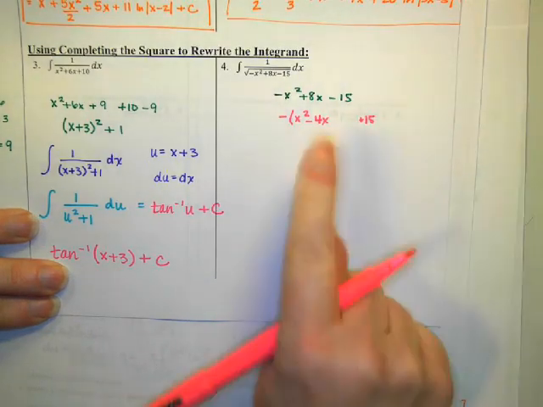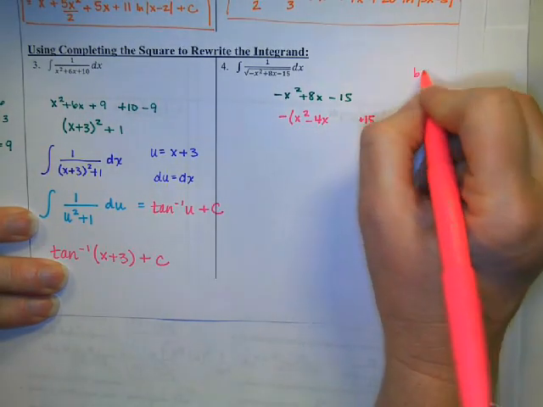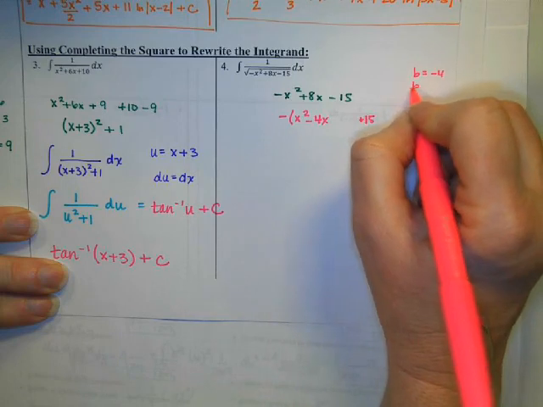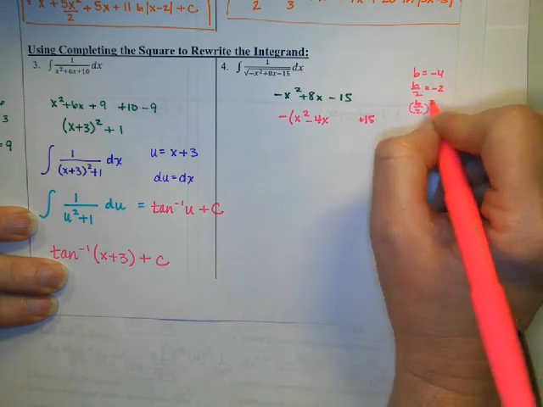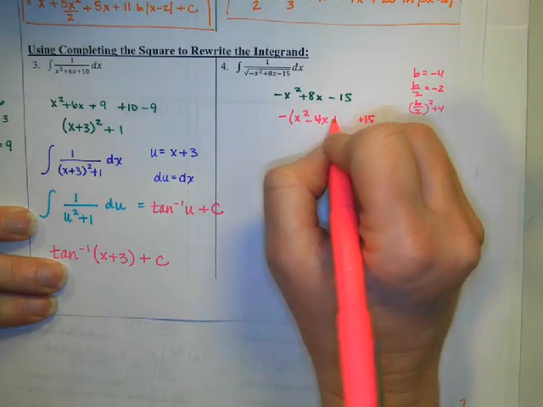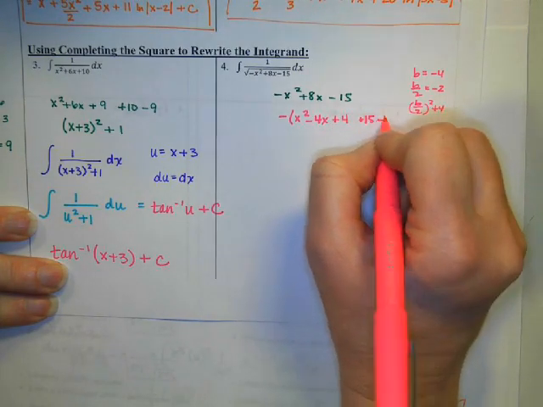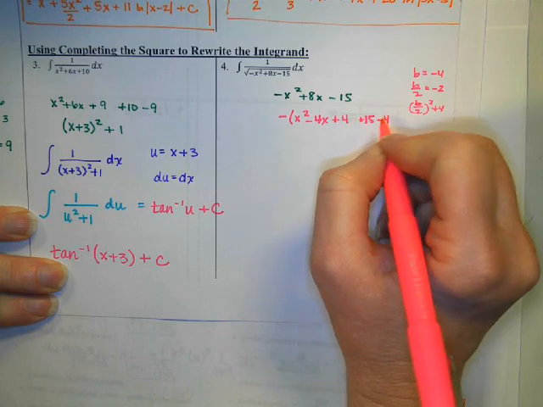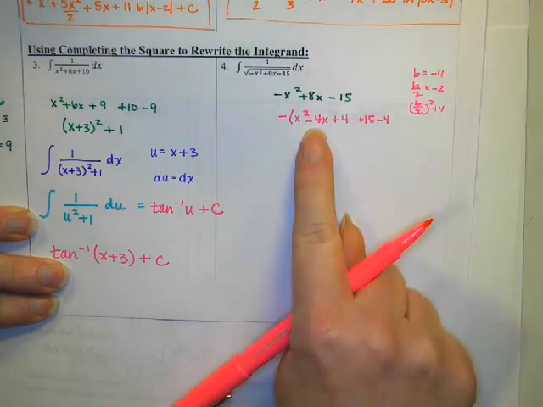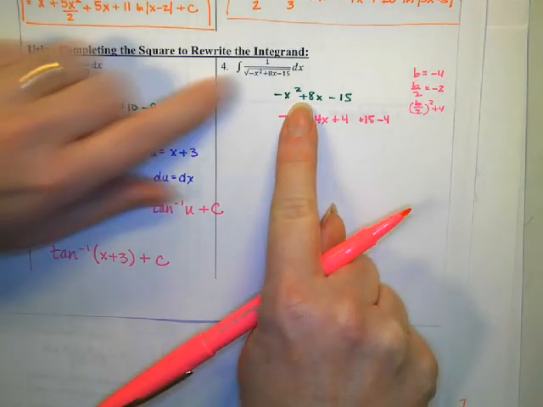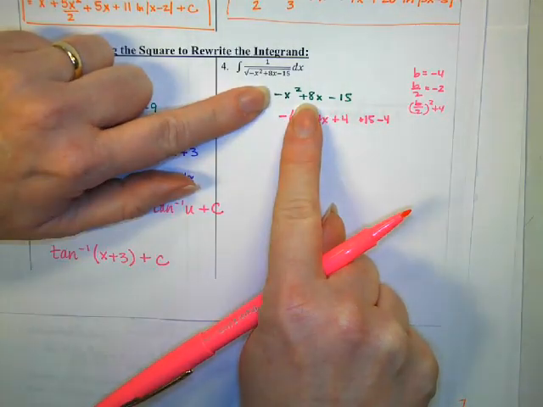All right, so my b value this time happens to be negative 4. I'm going to take that and get negative 2, square that and get positive 4, add 4 and subtract 4. And you know that's negative 4 because it's half. Well, wait, how do you know? How'd you get the 4? Shouldn't it be 8 and then divide 8 by 2?